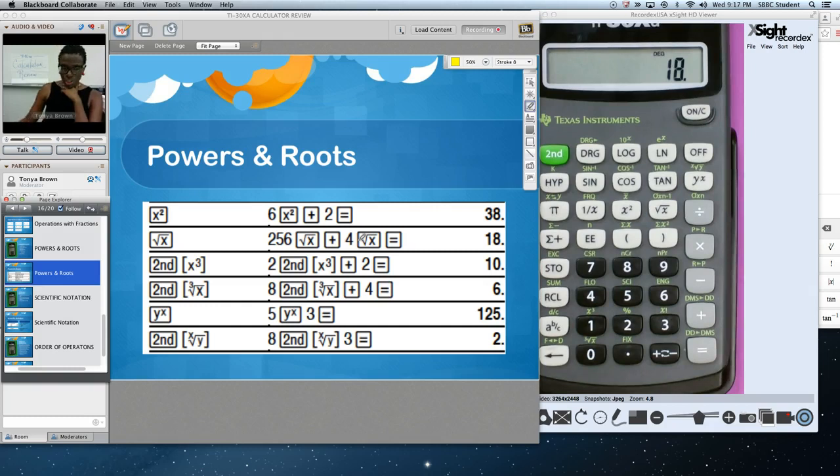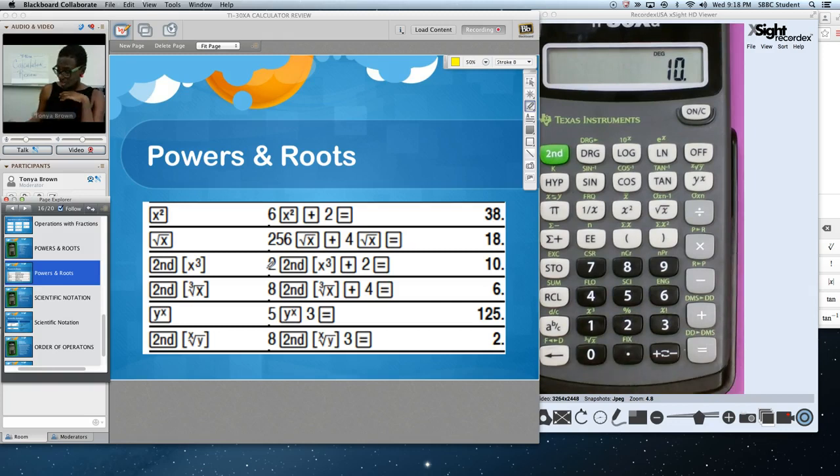All right. Let's do the next problem, which is 2 to the third power plus 2. So how do we do that? We can do that by pressing the YX key and then adding 2, and that gives us 10. Or we can use the cube key. So we can do 2, second key, 1, because we want x to the third. So it gives us automatically what we're looking for. And then we can add 2 to that. And then we get 10.